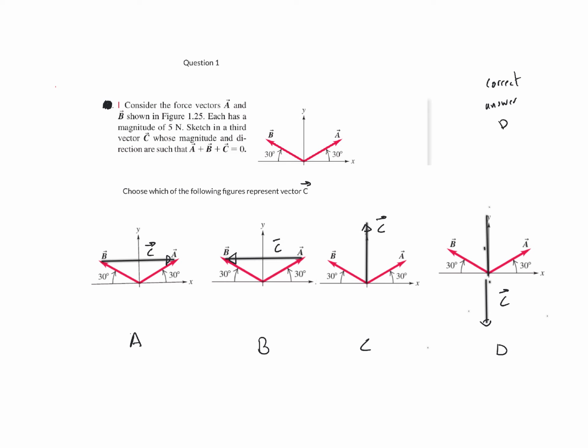It says that you have a relation like this one, a plus b plus c equals 0. So it gives you a, it gives you b, and it asks which is the vector c that produces the sum equals 0. Is this one going to the right? Is this one going to the left? Is this one going up, or is this one going downwards? And the correct answer is this one.